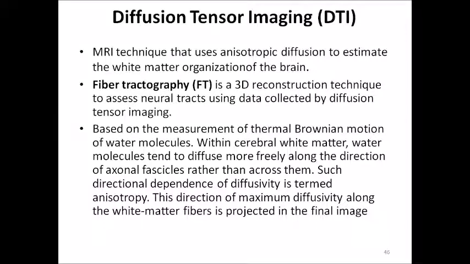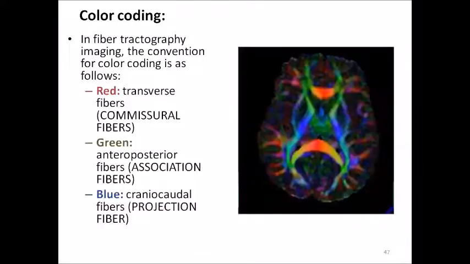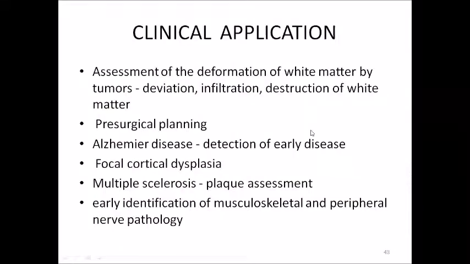The direction of maximum diffusivity along the white matter tract is projected in the final image. These tracts are color coded in fiber tractography. The colors are as mentioned. The red color is for transverse fibers, which are commissural fibers. This green color represents the anterior posterior fibers, which are association fibers. And this blue color represents the craniocaudal fibers, which are the projection fibers.